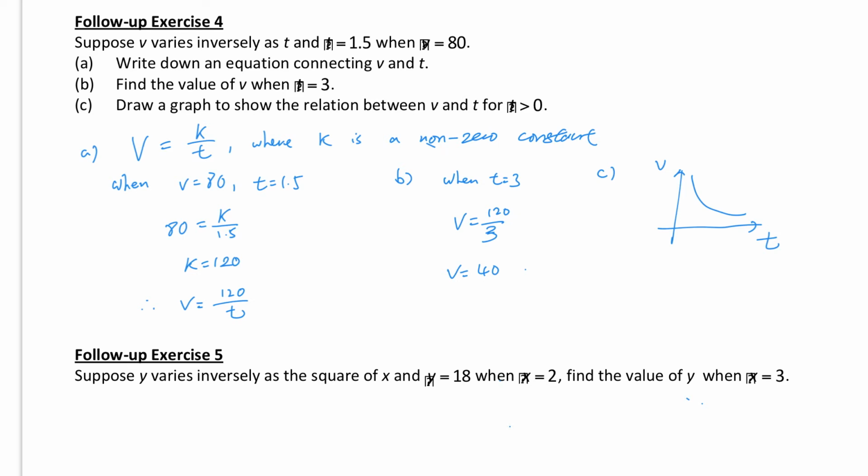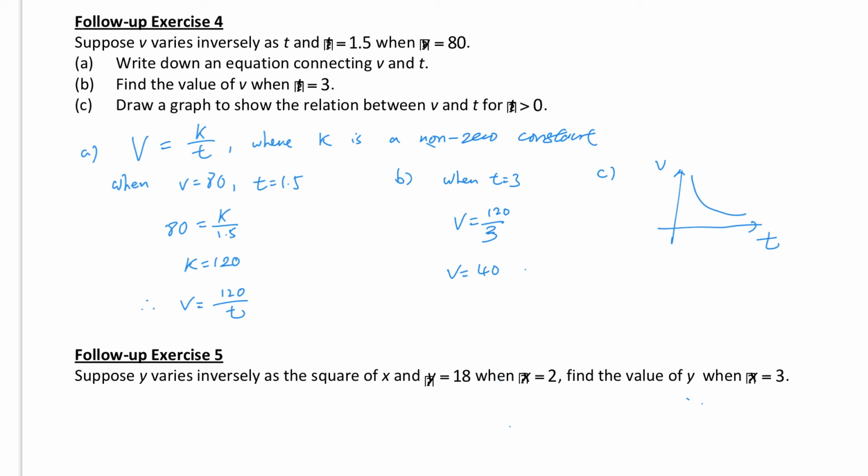The question gives you the information that V varies inversely as t. So V is equal to k over t, directly proportional to 1 over t, where k is a non-zero constant. Remember, mind your presentation, you need to write down what you are doing. So you need to write down when V is equal to 80 and t is equal to 18. Show your steps, present better. And then substitute, you can find the value of k, and then V is equal to 120 over t.